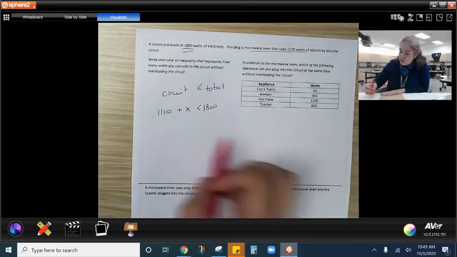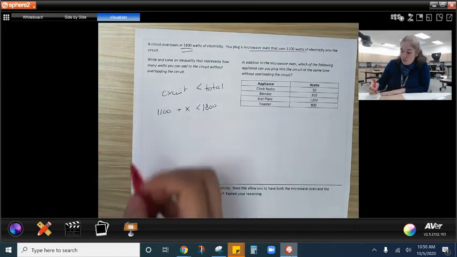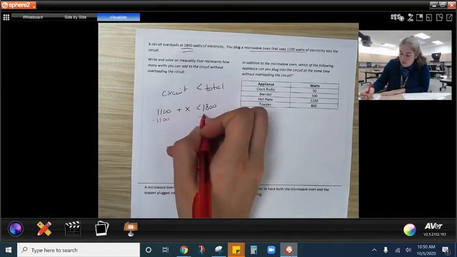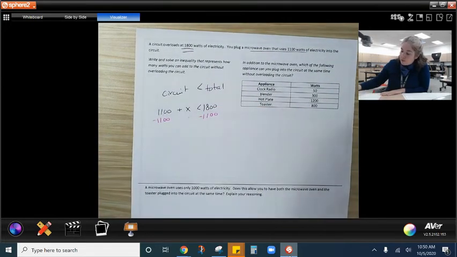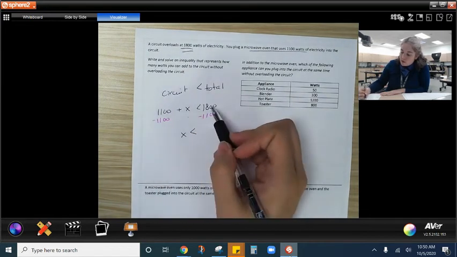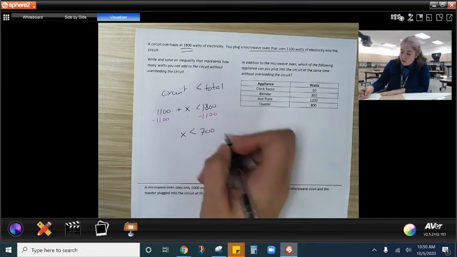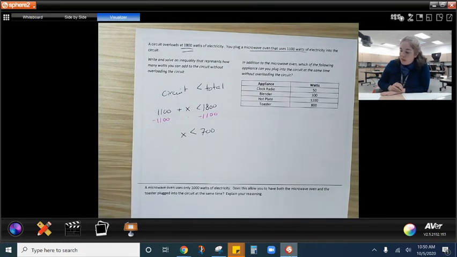So first thing we want to do, we need to move this 1100 to the other side. Well, it's a positive 1100. We need to subtract 1100. So we are left with x is less than, this zeroes out, 1800 minus 1100, is 700. So we need to have an appliance that is less than 700. It can't even be equal to it, right? It has to be 699. That's the best that we can do.